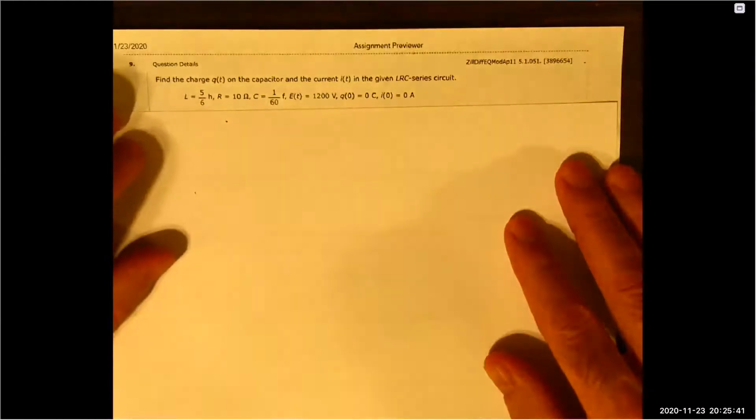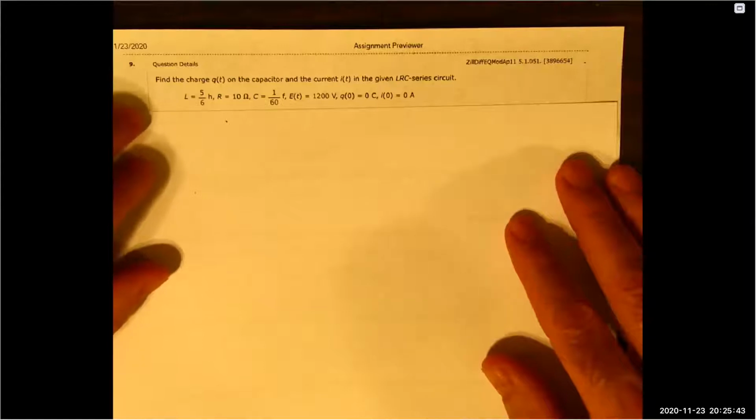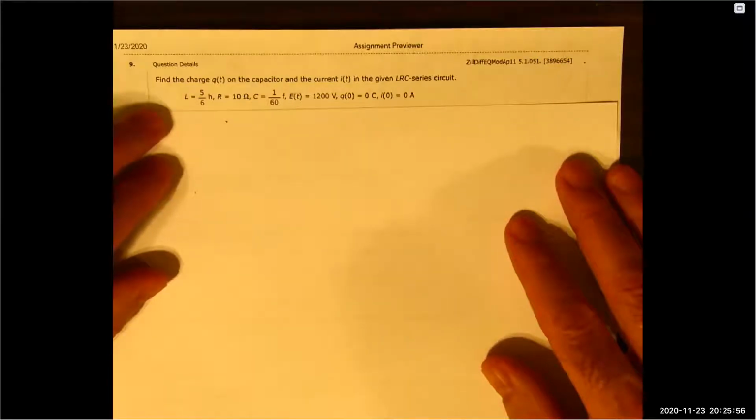Welcome back. We're going to take a look at problem 9. Find the charge Q of T on the capacitor and the current I of T in the given LRC series circuit. And we're also going to find the maximum charge.